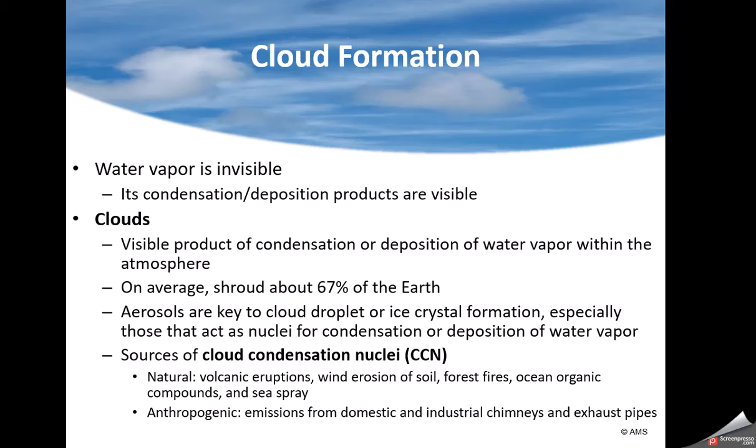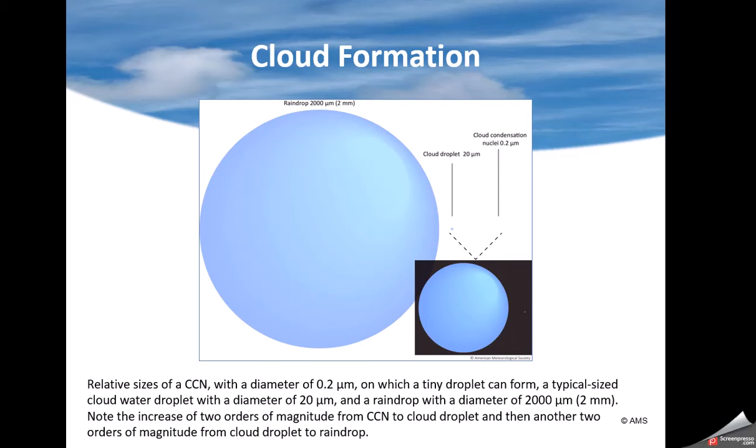But there are sources that allow clouds to form. There needs to be what they call a cloud condensation nuclei. And you're going to really see what they are here a little bit. It talks about volcanic eruptions, sea spray, forest fires, wind, erosion of the soil. So why does that happen?